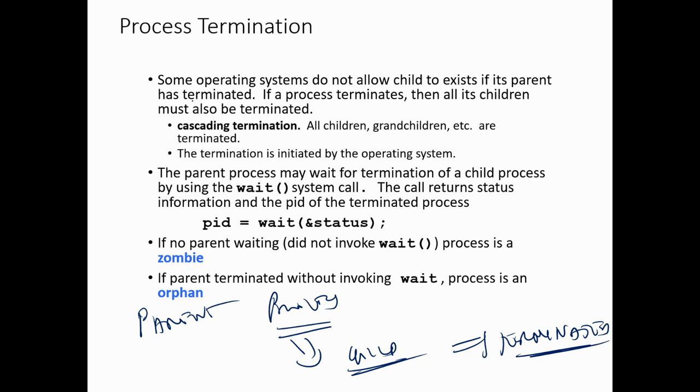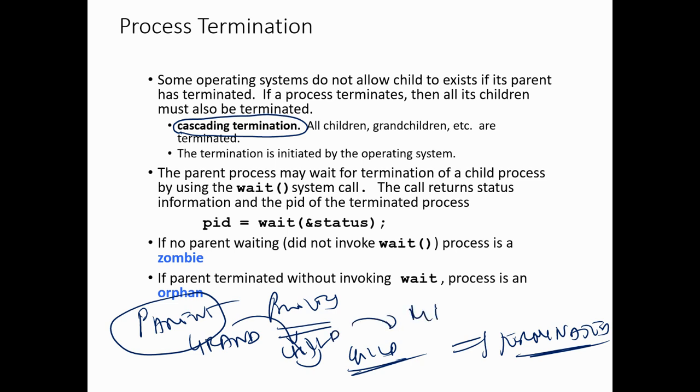Okay, and we also follow one important termination called cascading termination. If the parent is not only a parent but also a grandparent, then the child and the grandchildren of that particular grandparent are also deleted entirely. Not only the immediate parent or immediate child, the entire family should be terminated. Clear?